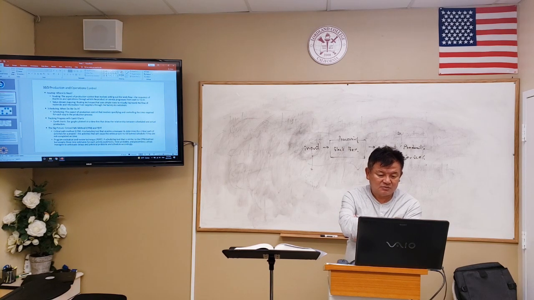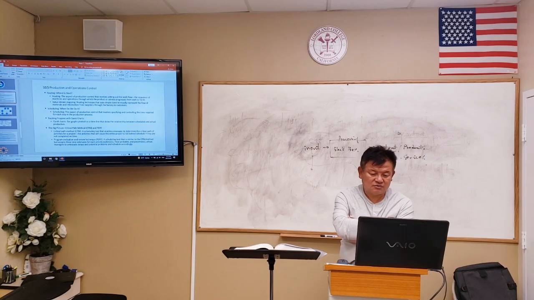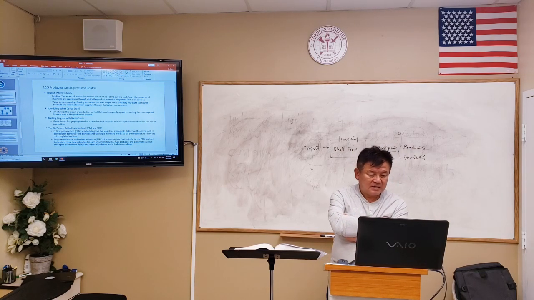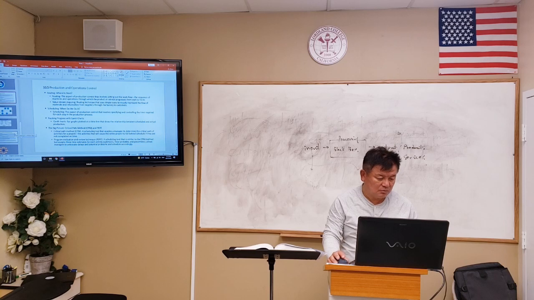Next concept is when do we do it? This is scheduling, timing. Scheduling means the aspect of production control that involves specifying and controlling the time required for each step in the production process. This is scheduling. So when do we do it? This is related to scheduling. And tracking progress with a Gantt chart. A Gantt chart is a very powerful tool for scheduling.